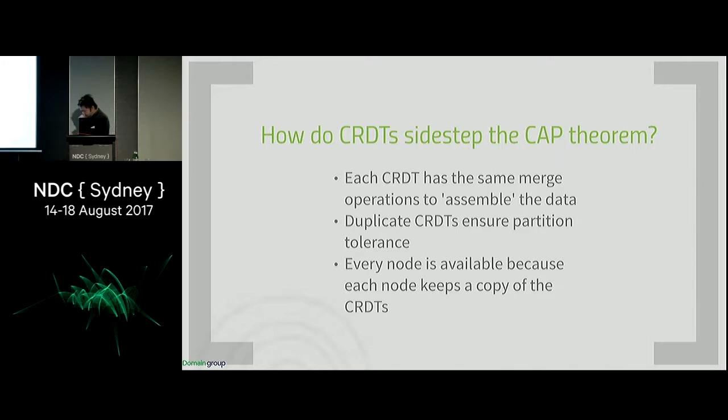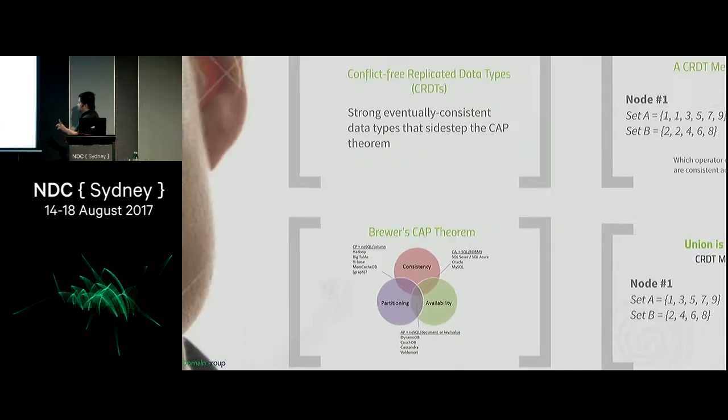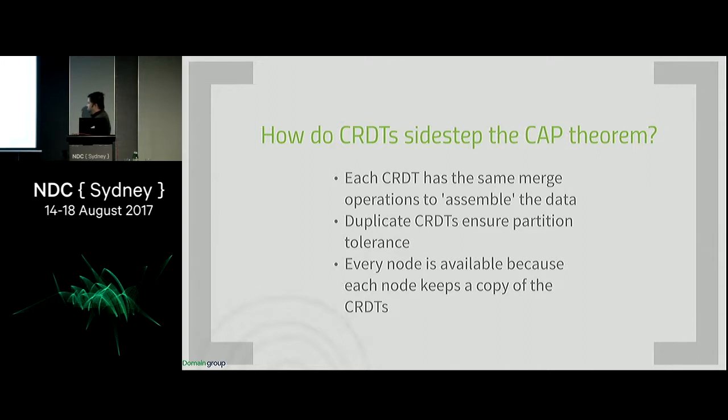So for CRDTs, it seems a bit weird. How do we sidestep the CAP theorem in this case? As I mentioned, you could only pick two. If you look at this, we picked partitioning and availability, but how do we get consistency? The trick here is that, even though you can only pick two parts of the CAP theorem, our merge algorithm is 100% consistent. That means all the nodes have exactly the same merge algorithm.